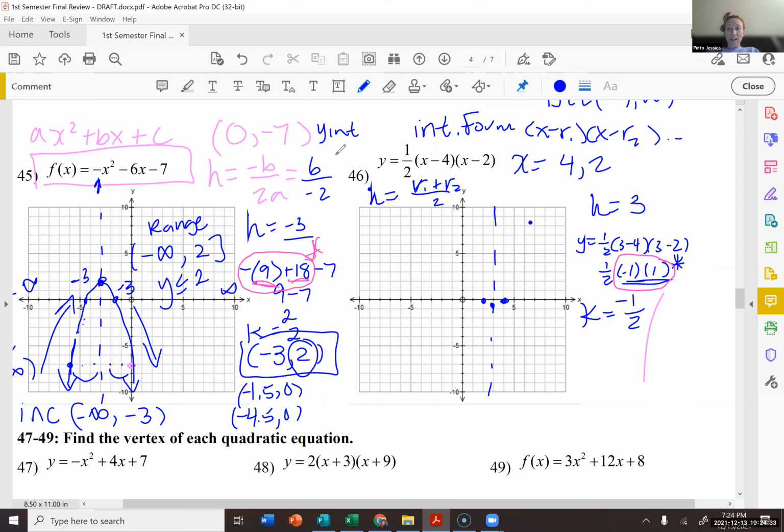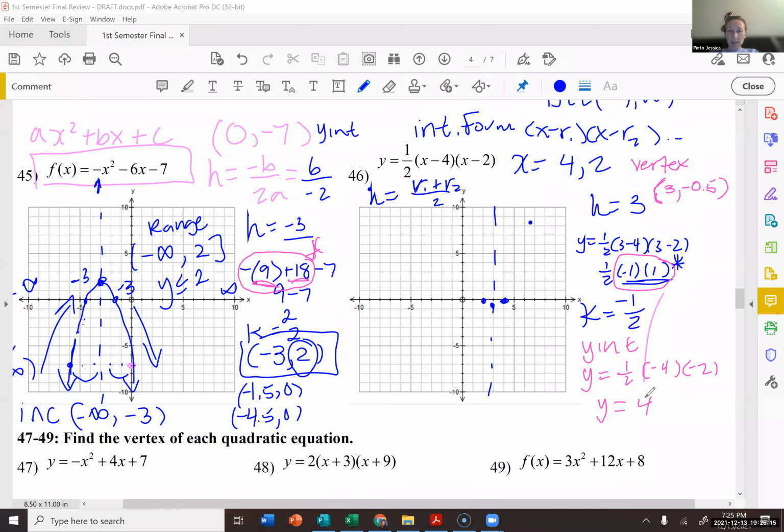So I want to find the y-intercept, of course, because they asked me to find it, and also because I just feel like I want to know it. So my vertex was at 3, -0.5, and then these are my x-intercepts. My y-intercept, I'm going to calculate by plugging in 0. So y equals 1/2 times -4 times -2. -4 times -2 is +8. 1/2 of 8 is 4.